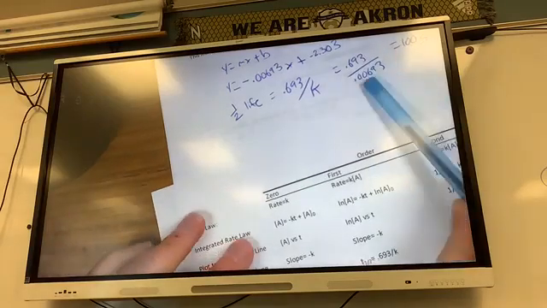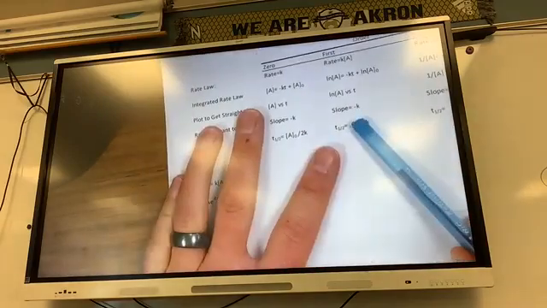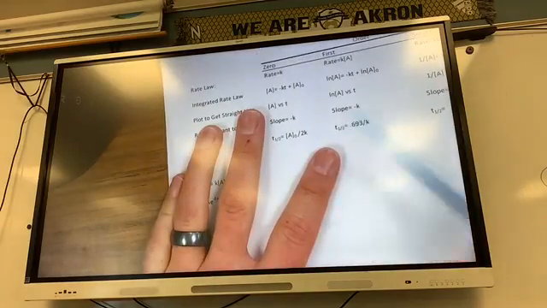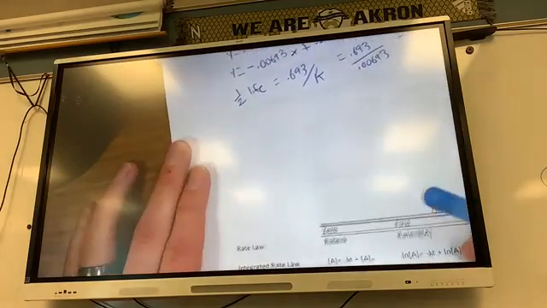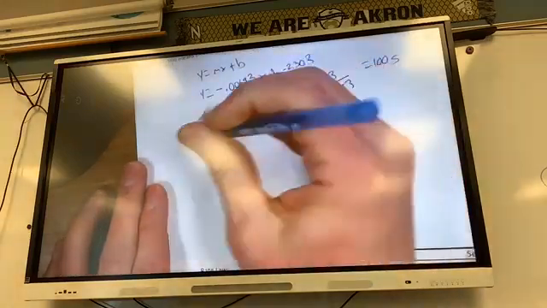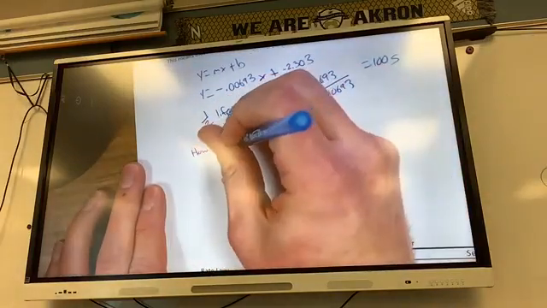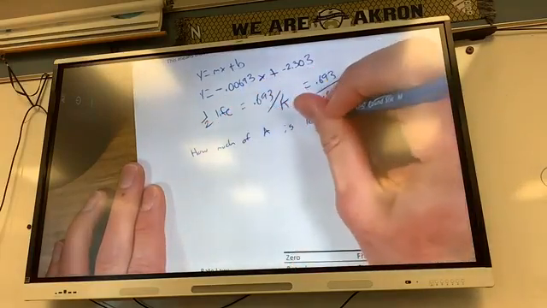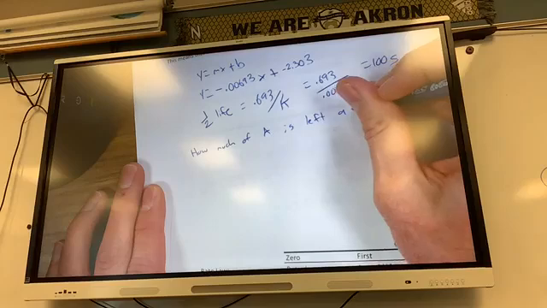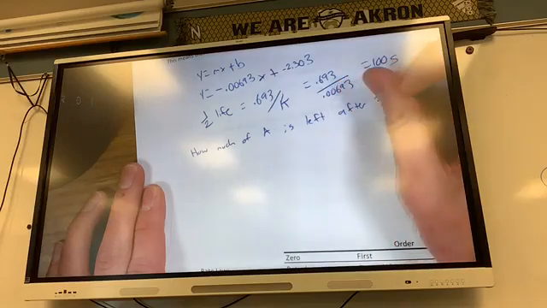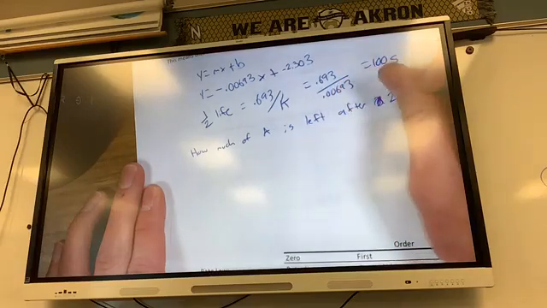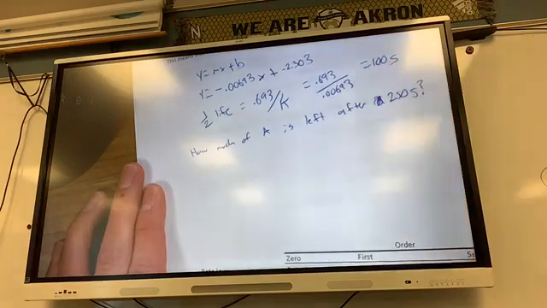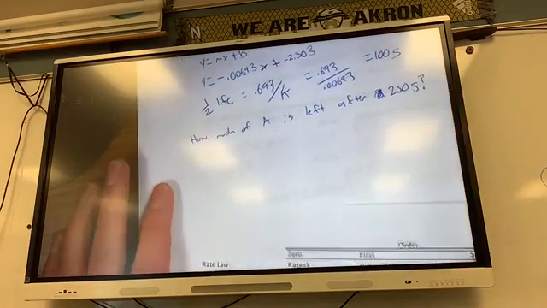Does it make sense why this was positive? Because my slope on a first order is negative K? Okay, so the last thing I could ask you, and this is pretty much in the chapter, how much of A is left after 250 seconds? How much of A is left after 250 seconds?